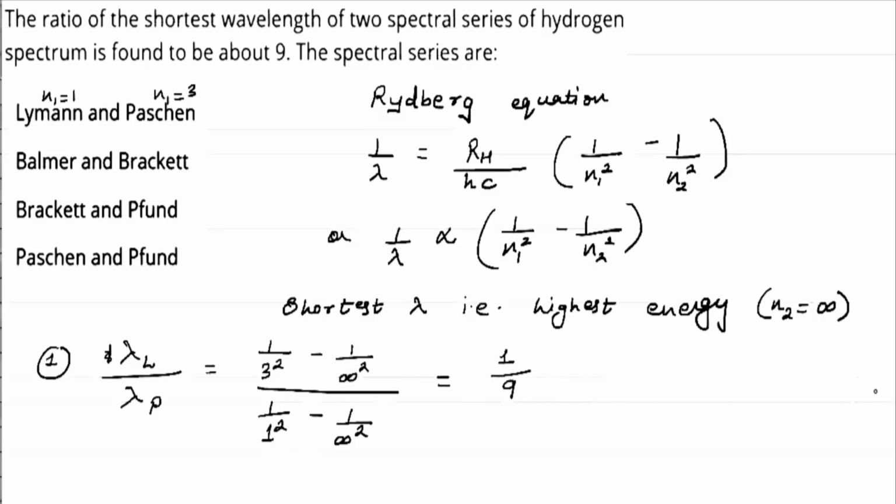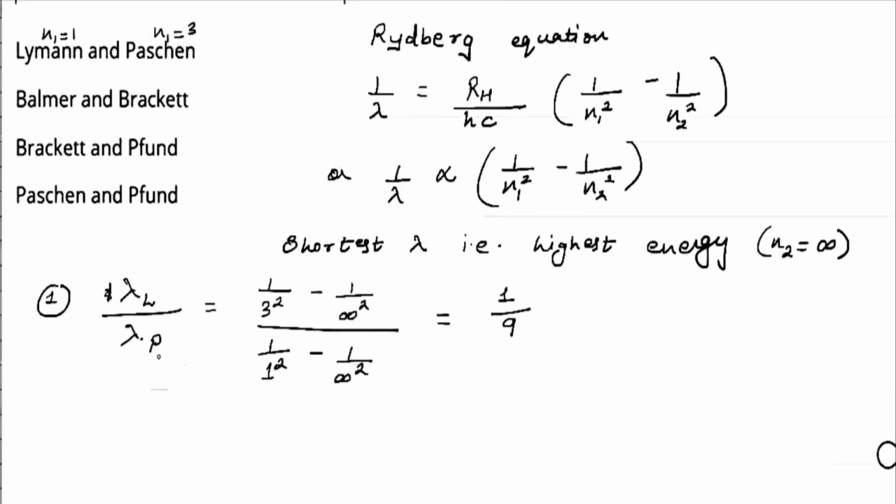Yes, so 1 upon 9. Now what next? Next is your Balmer and Brackett series. For Balmer, N1 is going to be equal to 2, and for Brackett, N1 will be equal to 4. Okay, so we are going to abbreviate Balmer as B and Brackett as BK, and accordingly we solve.